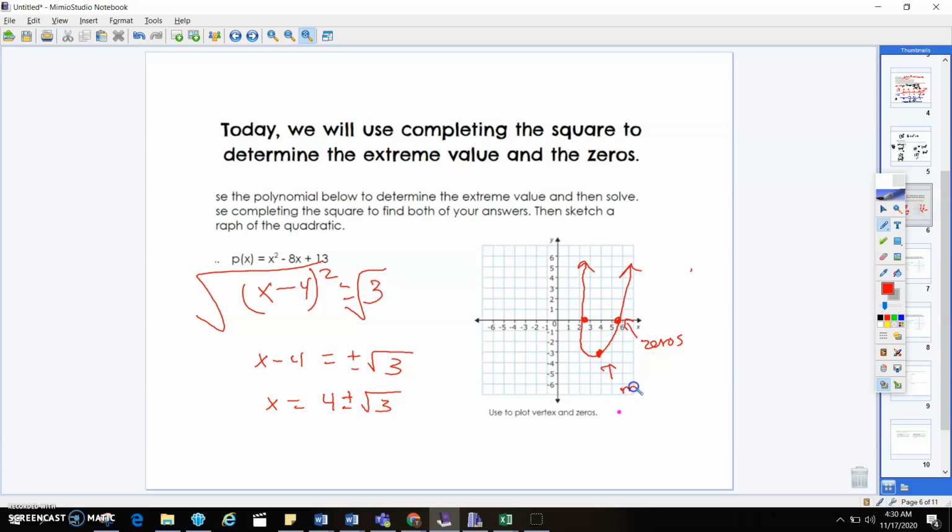And this is my min. Okay? And I used completing the square to help me determine those. Now, I'm going to be honest with you, use your graphing calculator. But let's say, for instance, you don't have it on the SAT or something. This is where you can use it.